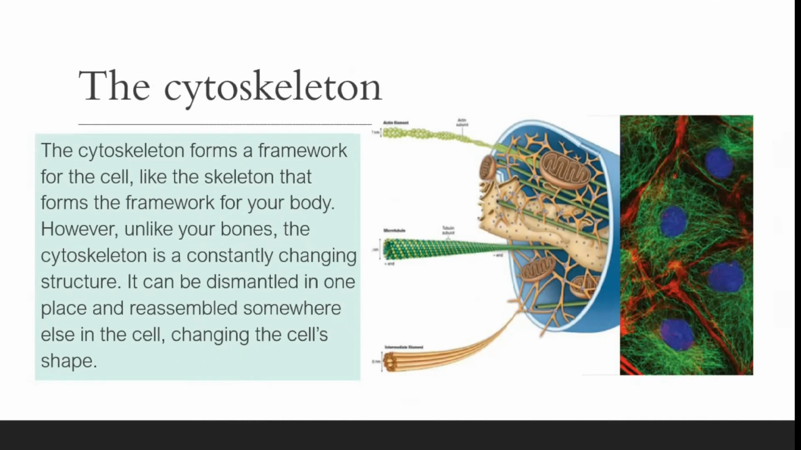The cytoskeleton. The cytoskeleton forms a framework for the cell, like the skeleton that forms a framework for your body. However, unlike your bones, the cytoskeleton is a constantly changing structure. Here you can see it in this photograph. It can be dismantled in one place and reassembled somewhere else in the cell, changing the cell's shape.